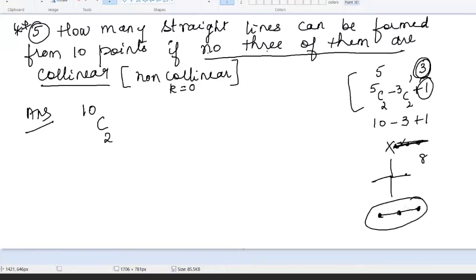If there are no collinear points at all, then that collinear condition, that plus 1, is also not added or subtracted. So it is only 10C2. And what is the 10C2 answer? It is 10 into 9 by 2. So we are getting 45 straight lines are possible. 45 straight lines. So this is a 1 mark question. Write quickly. I'm going to clear the screen.